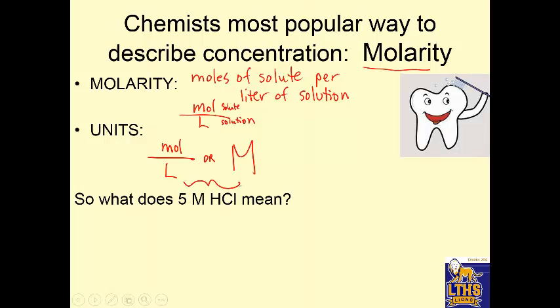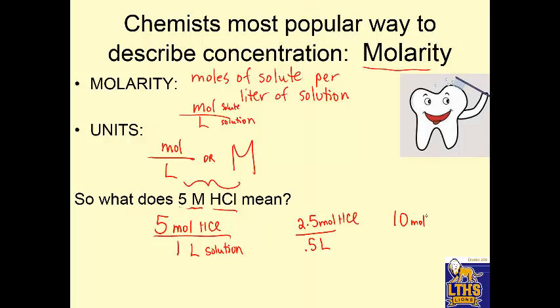Okay? So when you see this on a bottle, 5 capital M HCl, it means 5 moles of HCl in every 1 liter of solution. So, do you have to have 1 liter? No. If I had a container of 5 molar HCl that was 1/2 liter, it would be 0.5 liters of solution, that's 2.5 moles of HCl.